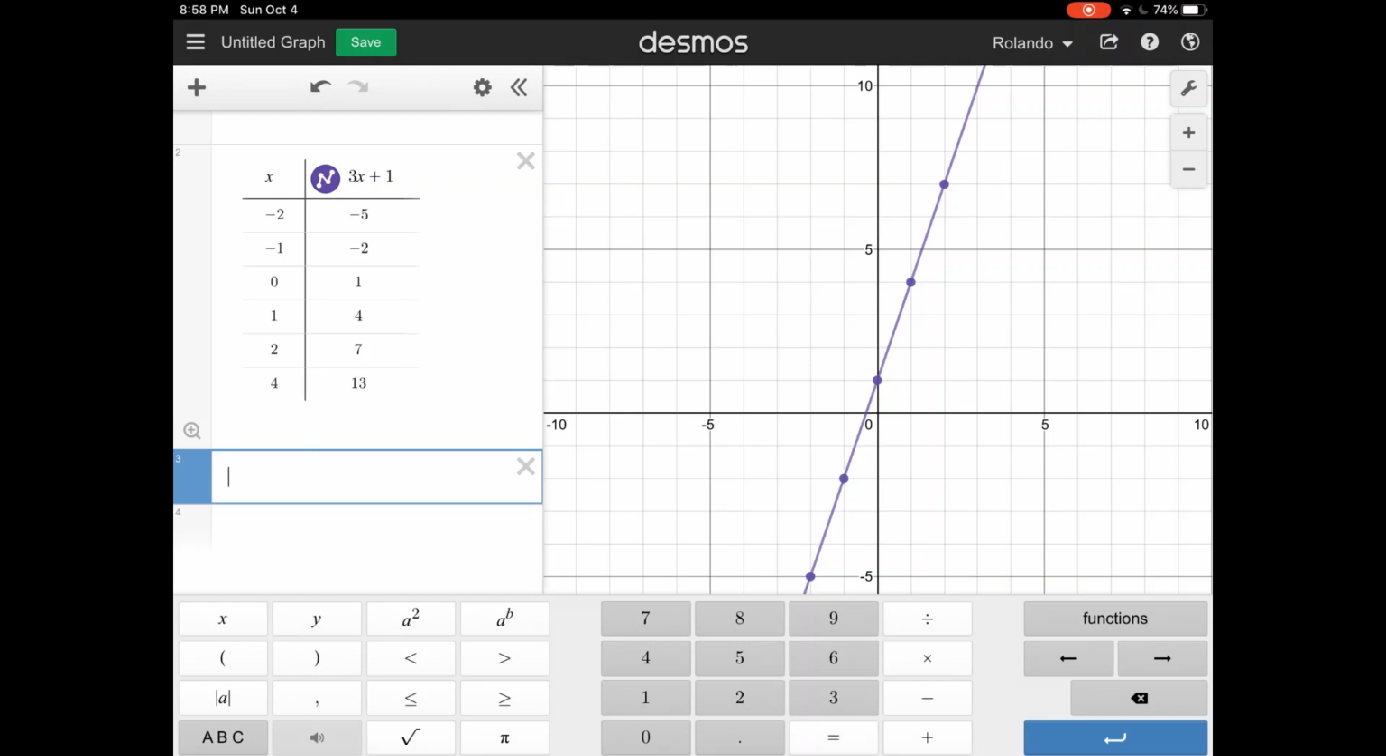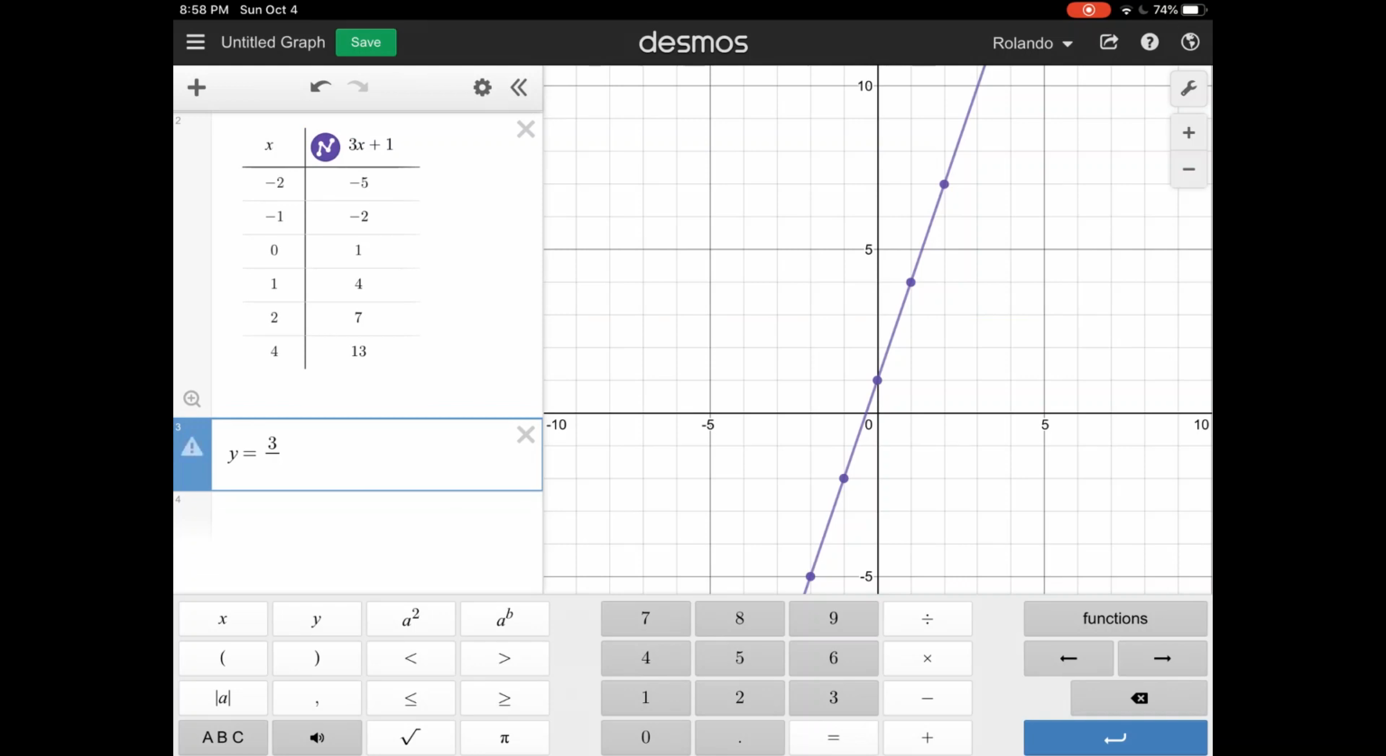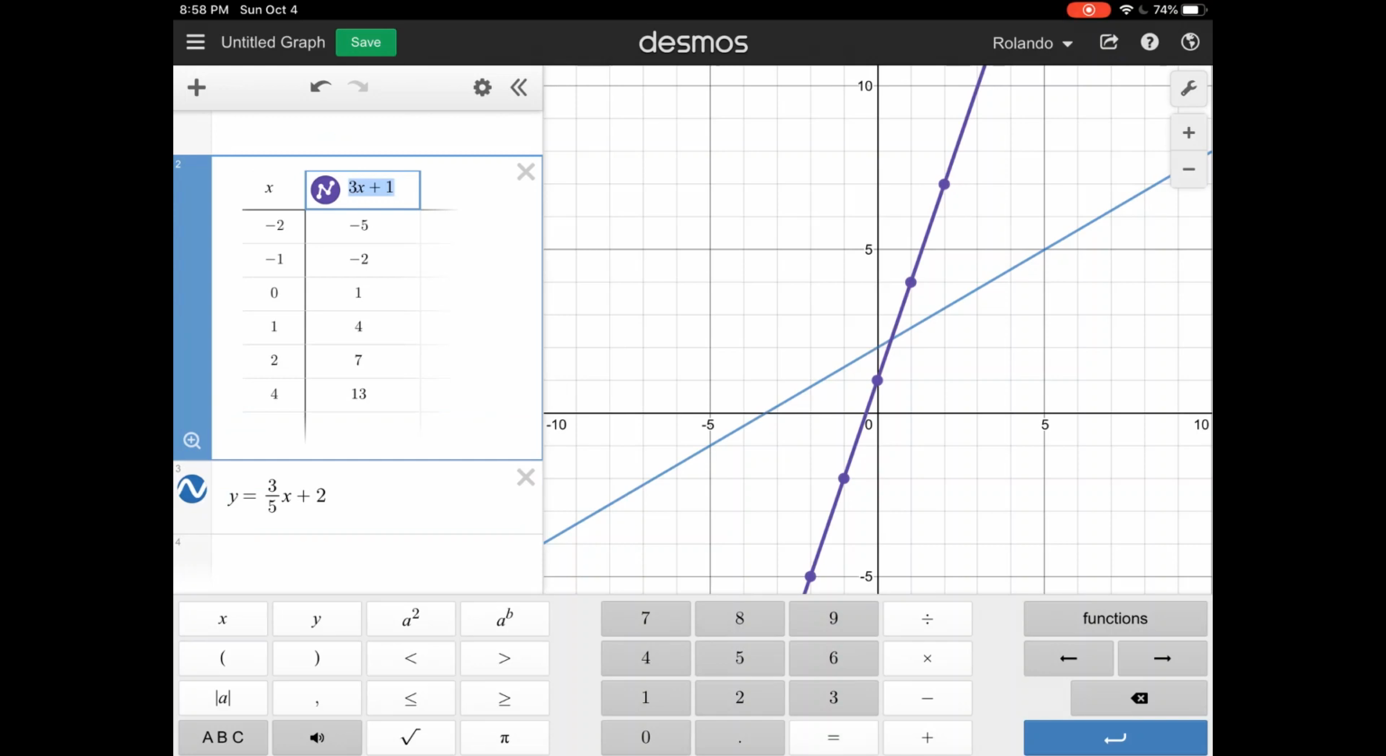Y equals 3/5. Then make sure to press the arrow to the right to get out of the fraction. And then we have x plus 2. So here's another graph, which is the blue. I'm going to turn off the purple graph by clicking on that circle.